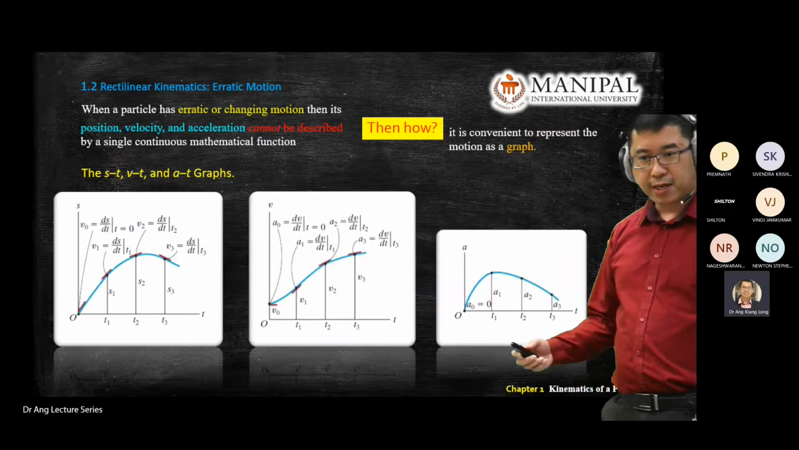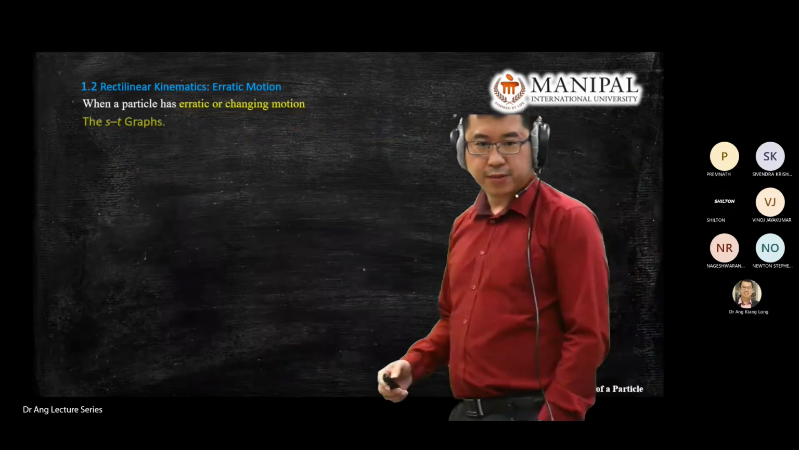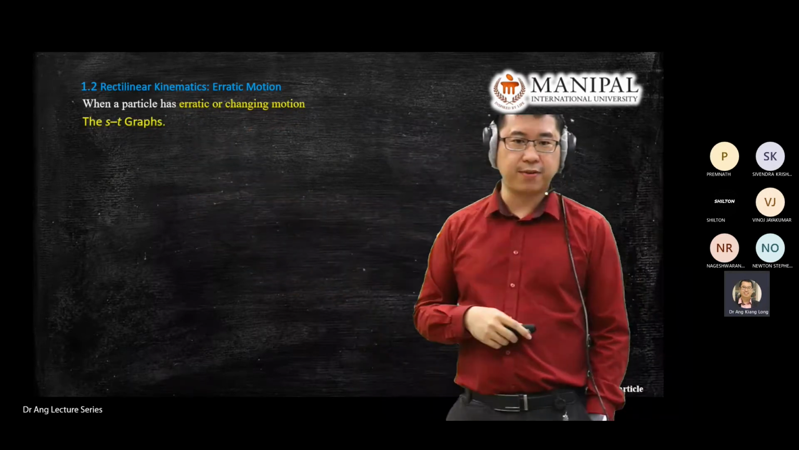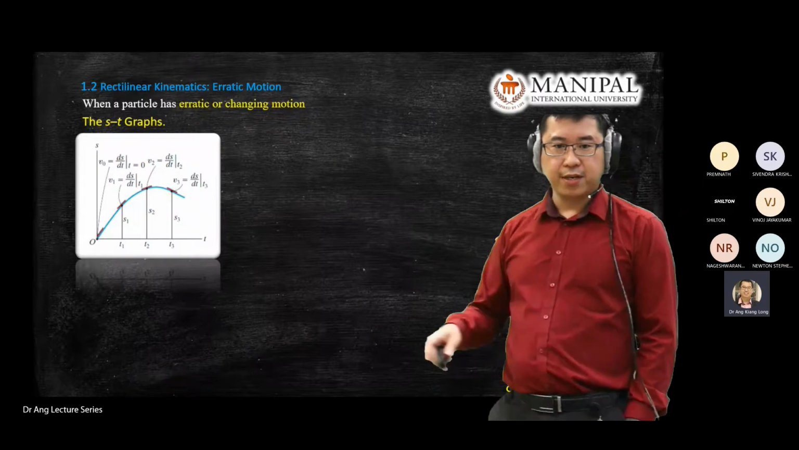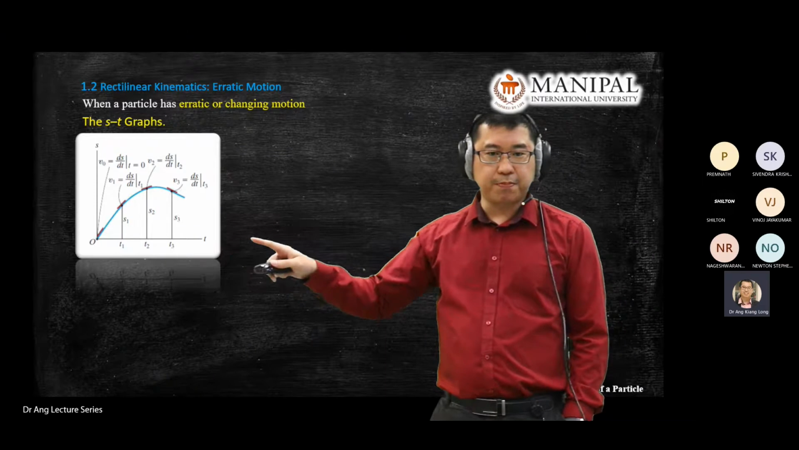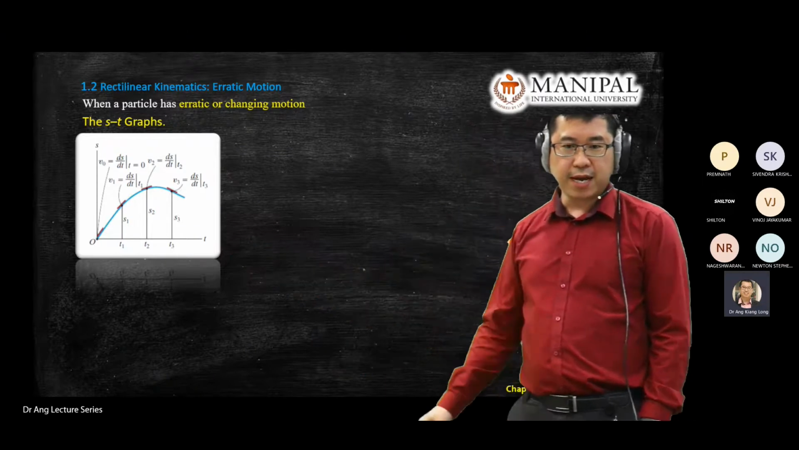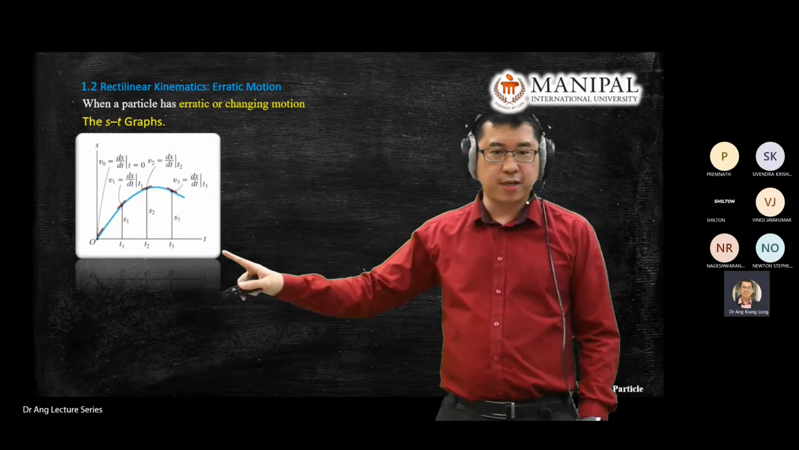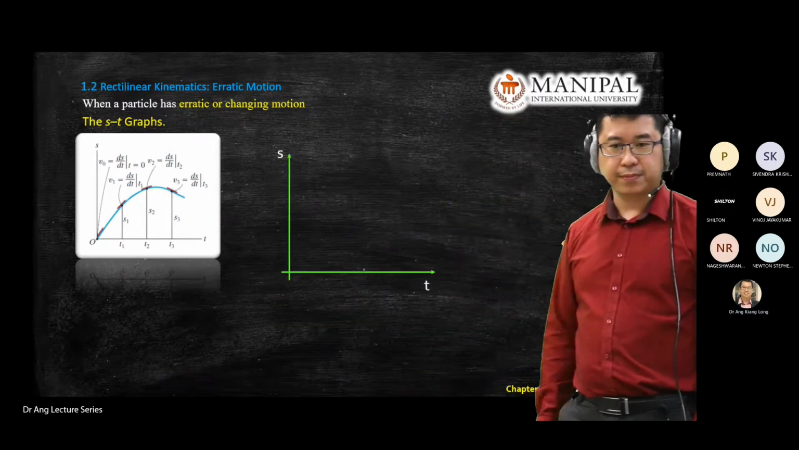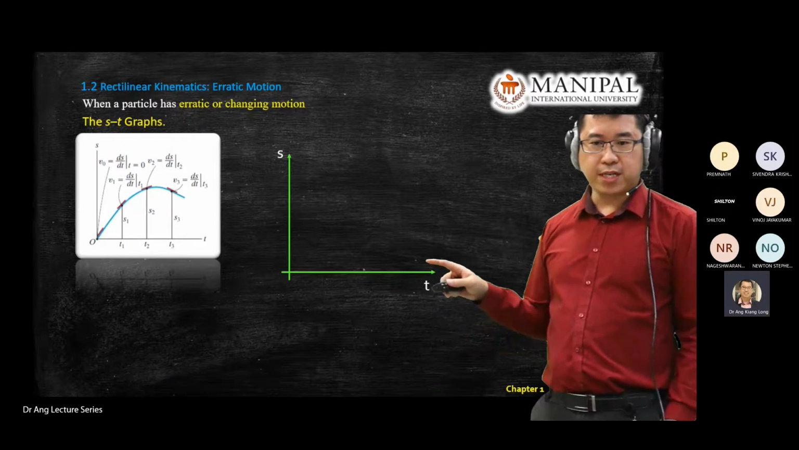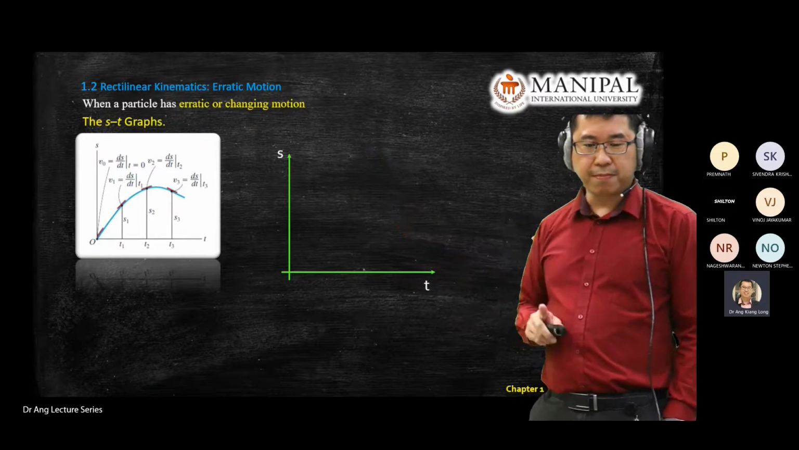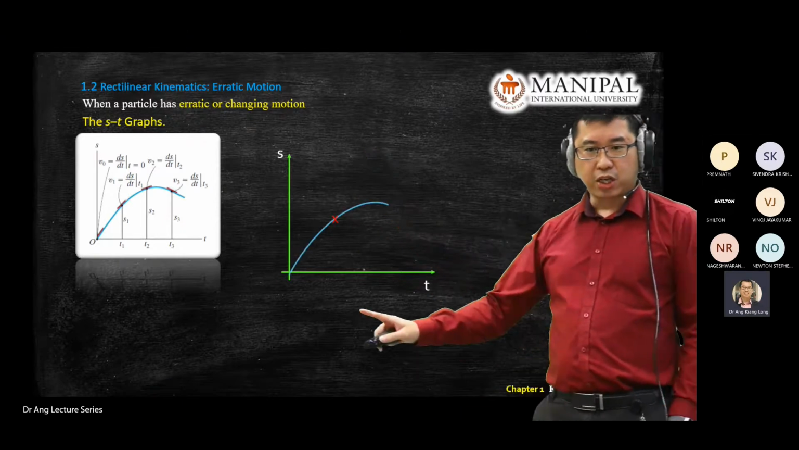Okay, let's look at one of these graphs. First one, the most basic graph that you will see in test and exam is the ST graph. In an ST graph, you plot displacement versus time, or location or position versus time, like this. So you always see this kind of graph, position versus time. And let's say you have a curve.